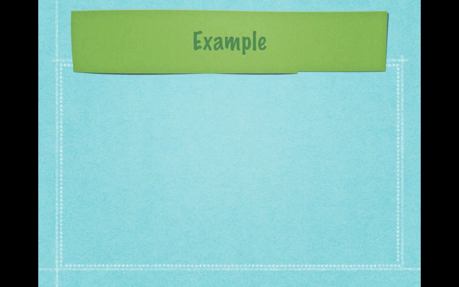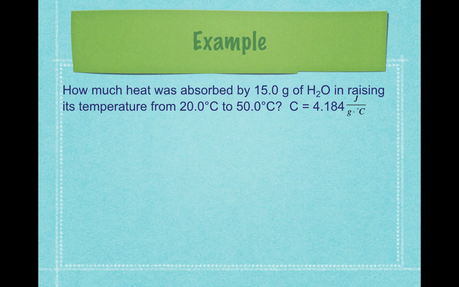So here's an example we'll work out in class. I guess, well, I'll take that back. We'll work it out right here. We want to know how much heat is absorbed by 15 grams of water in raising its temperature from 20 degrees Celsius to 50 degrees Celsius. Now, the specific heat capacity of water is 4.184 joules per gram degree C.